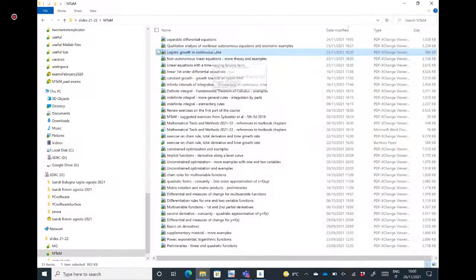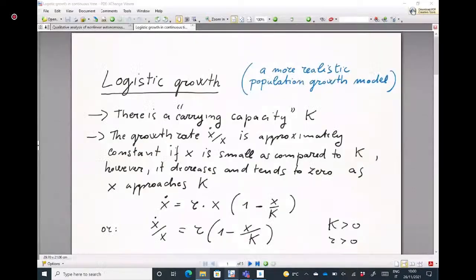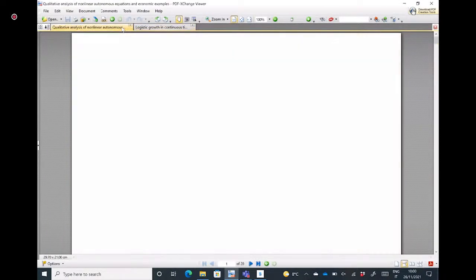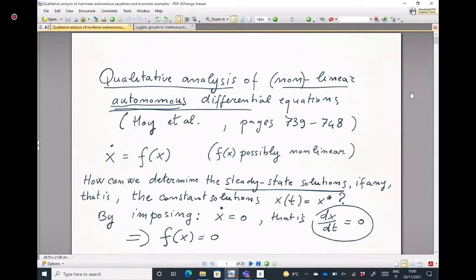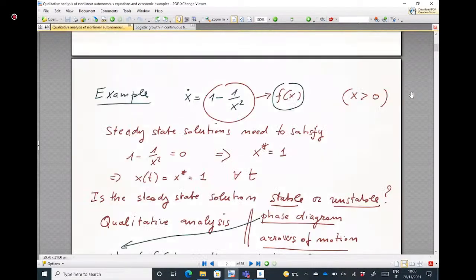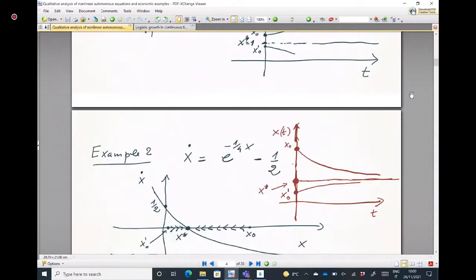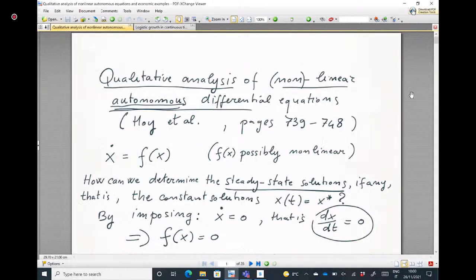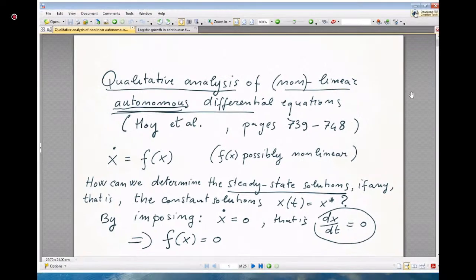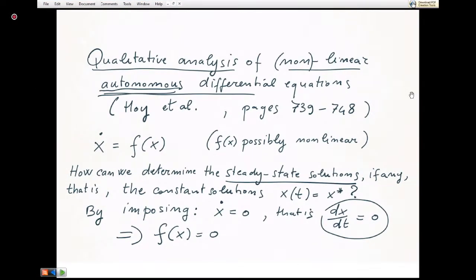Now, qualitative analysis of nonlinear autonomous differential equations. Unfortunately, if you look at the syllabus of this course, you see that there is one main textbook, which is the one I follow 90% of the times, and there are another couple of books that are suggested. One of them is this one.